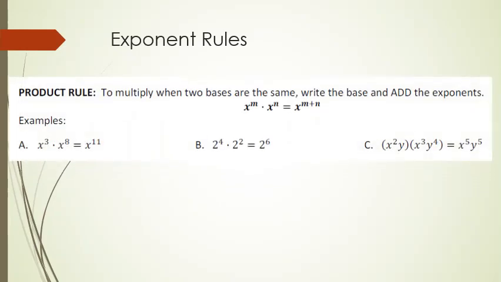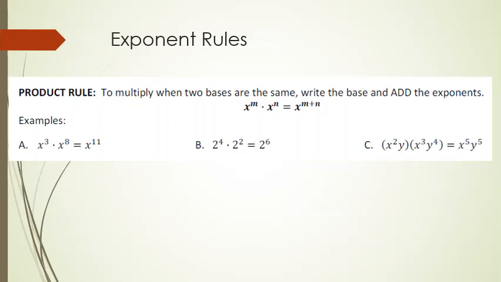First rule I want to go through is the product rule. You can multiply when two bases are the same. You write the base and you add the exponents. So this doesn't work if the bases are different. If the bases are different, you just leave it alone. But if you have common bases, then when you multiply, you just add the exponents.